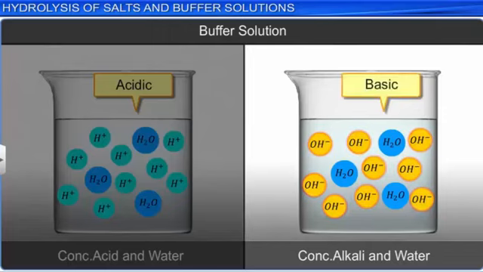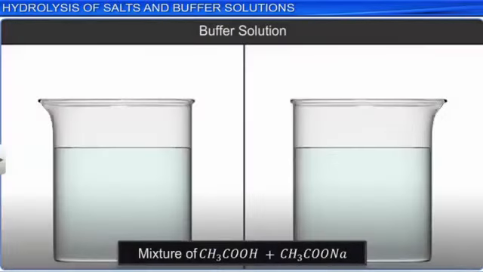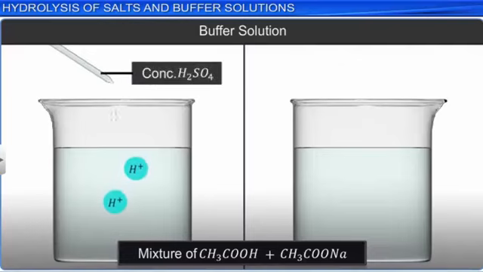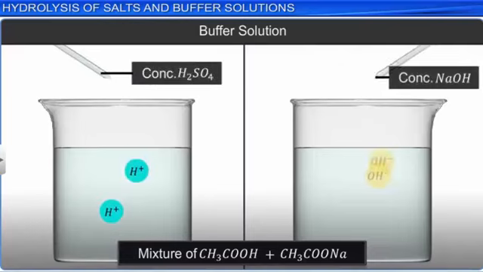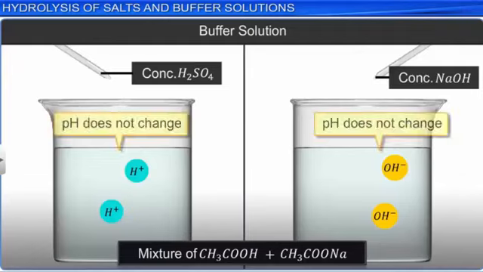Now, add 1 or 2 drops of concentrated sulfuric acid or concentrated sodium hydroxide to a solution of a mixture of acetic acid and sodium acetate. Does the pH of this solution change? No, the pH does not change. So, there are some solutions to which a small amount of a strong acid or a strong base can be added without appreciably changing their pH value. Such solutions are called buffer solutions.